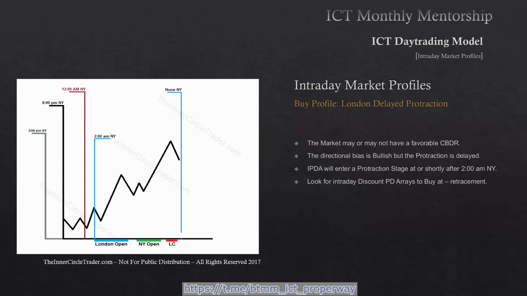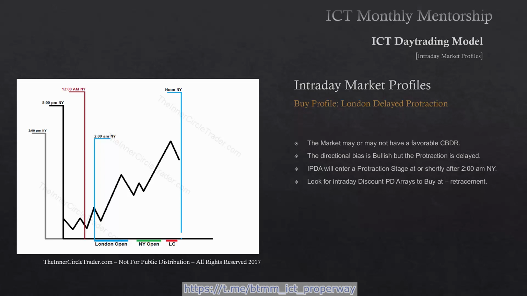We have to look at what's going on at midnight. So we have to get up or make ourselves available at midnight and see, okay, we're going to be looking for the characteristics that's being described here. If we have wider than 40 pips central bank dealers range, okay, then we probably are going to be seeing a London delayed protractionary stage. The directional bias has to be clearly bullish. And if we don't see the characteristics that we saw for the London protractionary day buy profile, then we have to look for these types of things for the delay. So IPTA will enter a protractionary stage at or shortly after 2 a.m.